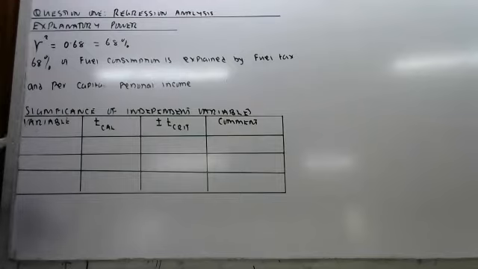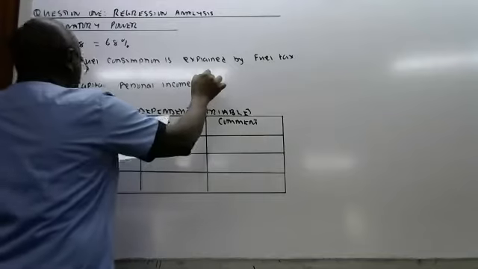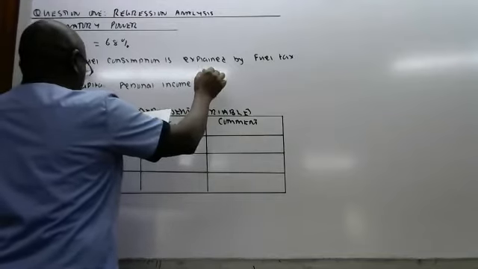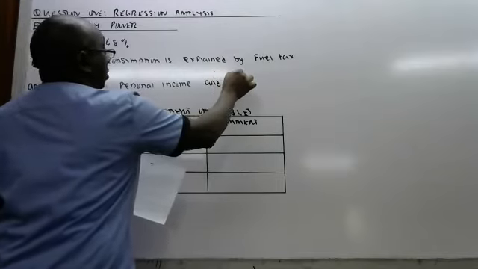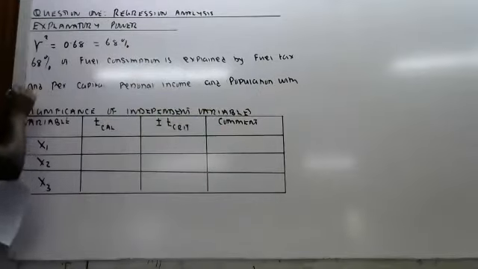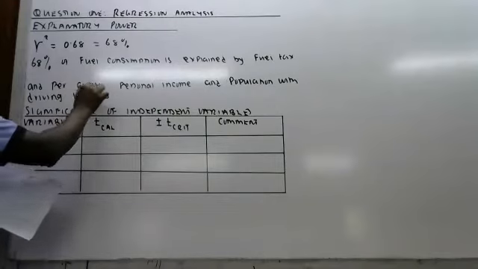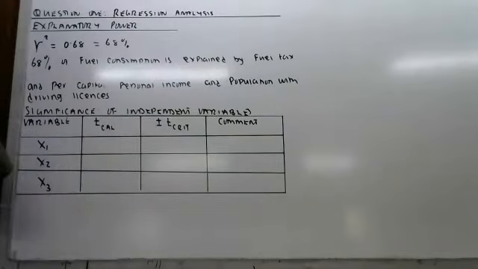So, Sasa, we have X1, we have X2 and X3. I should have added and what? There was a third one I did not see. And population with driving licenses. That one I have not seen it. So there are three items.